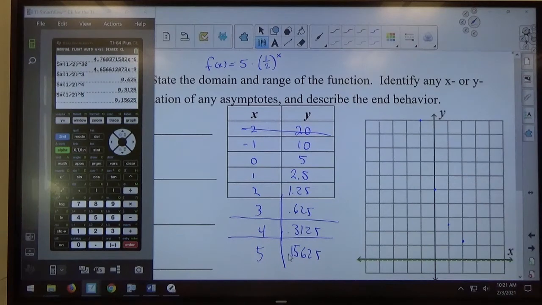A couple decimal places really is enough. 0.63, 0.65 are pretty much the same spot I'm estimating, right? So 0.63 would be about here. 0.31 would be about here. 0.16 would be about here.